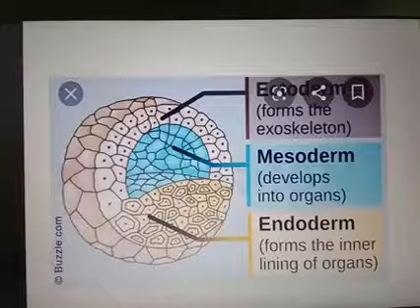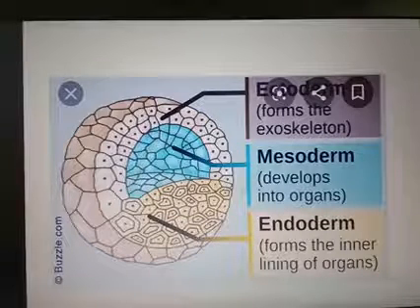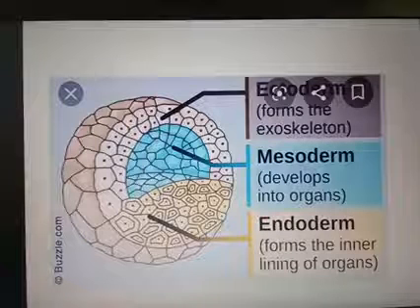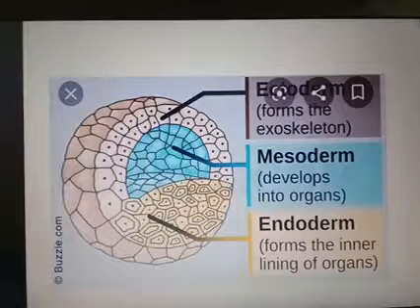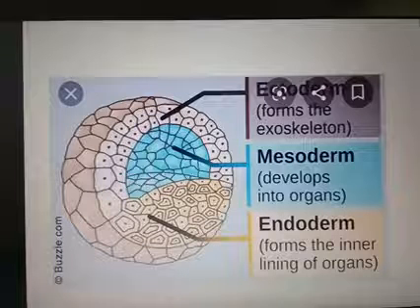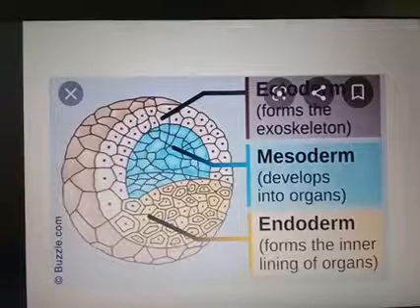I hope you can all understand the terms ectoderm, mesoderm and endoderm. Ecto means outside. So ectoderm forms the exoskeleton, mesoderm develops into organs, and the endoderm forms the inner lining of organs.